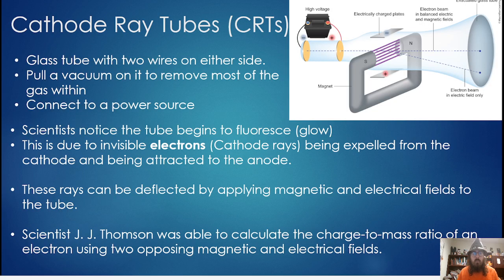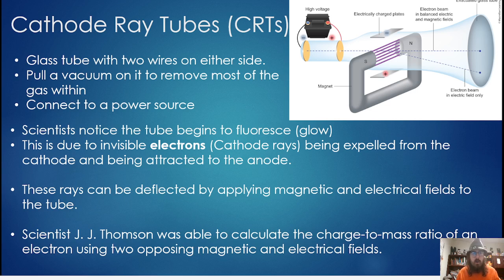So around the same time period, cathode ray tubes are being invented. A cathode ray tube is simply a glass tube with 2 wires inserted on either side, and we then pull a very strong vacuum to remove the majority of the gas. So it's essentially a vacuum tube.